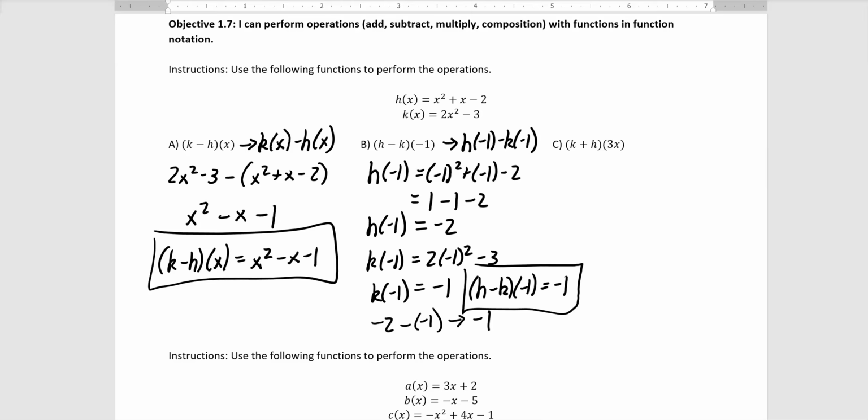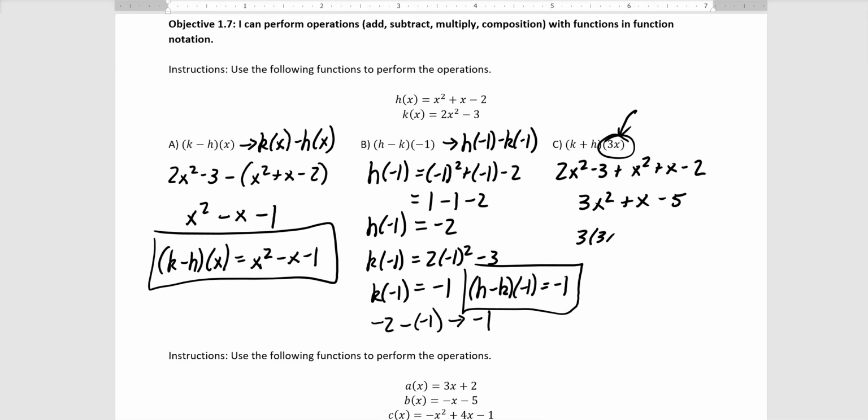So this time our input is an expression, so our output will be an expression. Let's switch this up a bit. So let's just do k plus h of x, and then we'll plug in 3x when we're done. So k plus h of x, so I'll have k, 2x squared minus 3, plus h, x squared plus x minus 2. Combine my like terms, so I'll have 3x squared plus x minus 5, and then I'm going to plug in 3x for x.